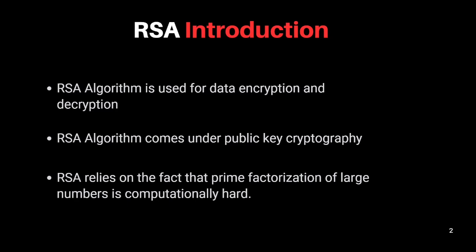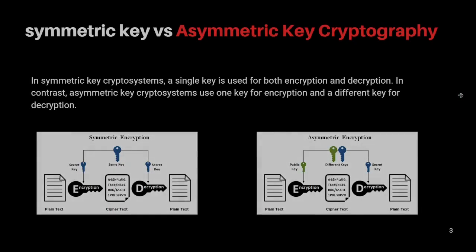The second point says that the RSA algorithm comes under public key cryptography. We will discuss this public key cryptography in the next slide. The RSA algorithm's security basically depends on the fact that prime factorization of large numbers is computationally hard. We'll see how this fact decides the RSA security. Now we will see what symmetric key and asymmetric key cryptography are.